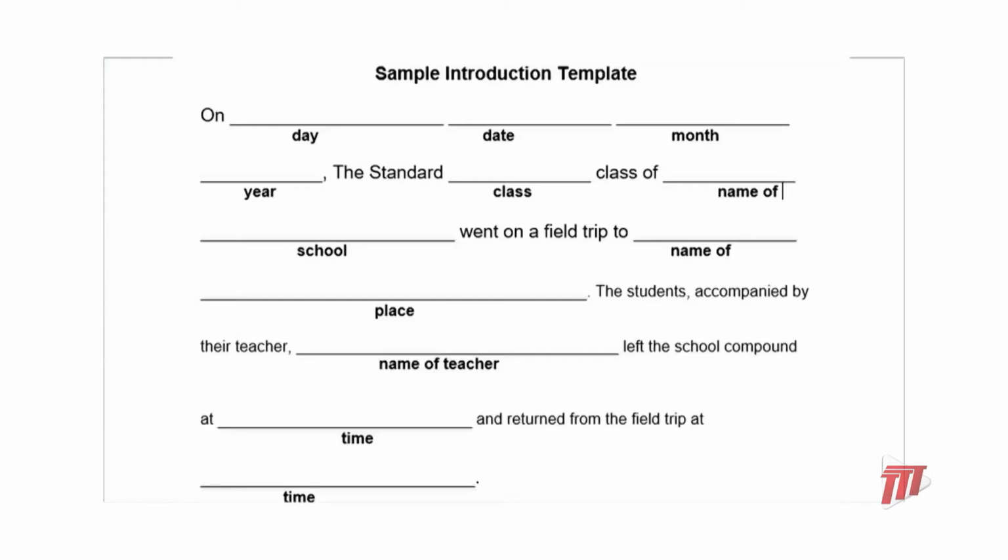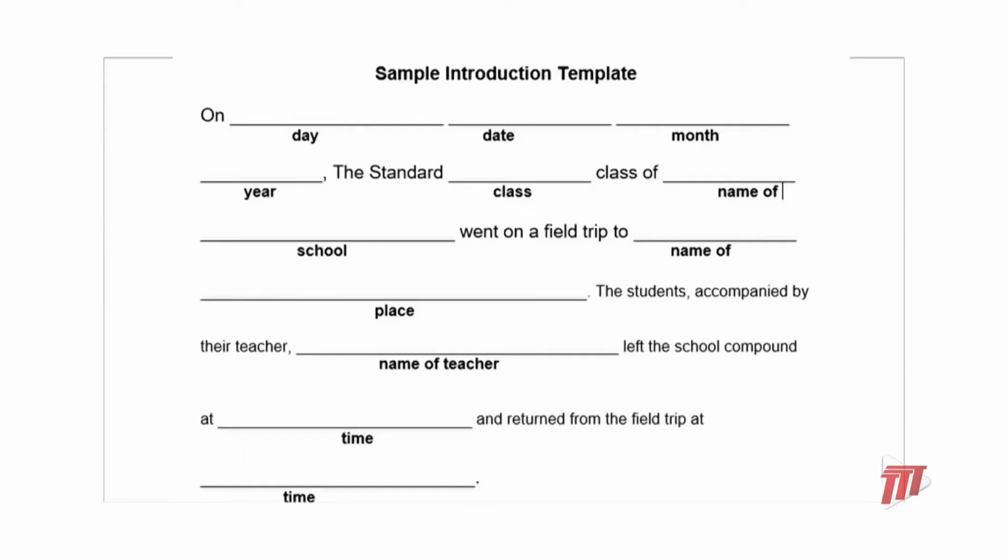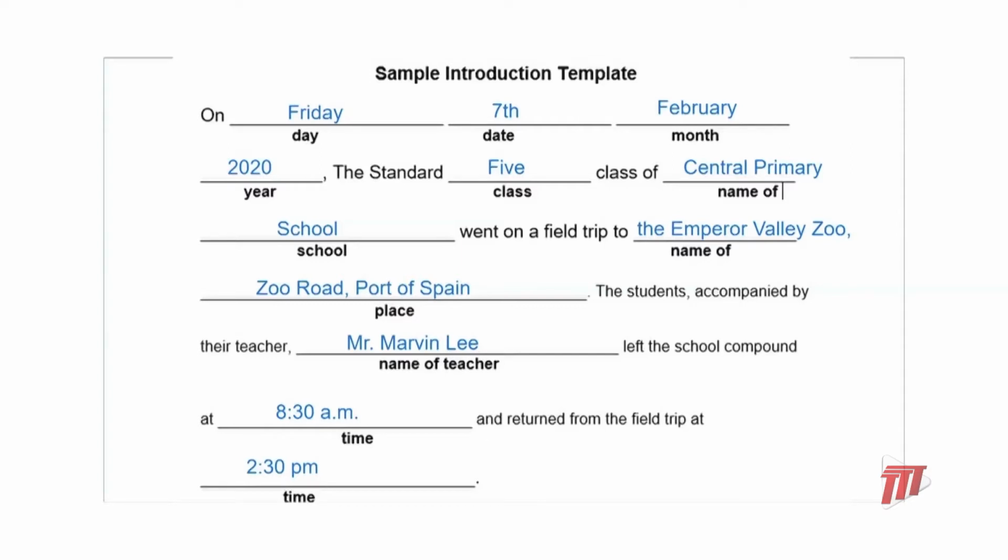Here, I have a sample introduction template for writing a report on a field trip. This template can be used for any field trip that you go on during your time at school. In it, you have to include the information such as the date, the day, date, month, year, the class you were in, the name of your school, the name of the place you visited. Additionally, you will include the name of your teacher, the time you left the school, and the time you returned to school. So here, we have included the information on the field trip that some students of the Central Primary School went on to the Emperor Valley Zoo.